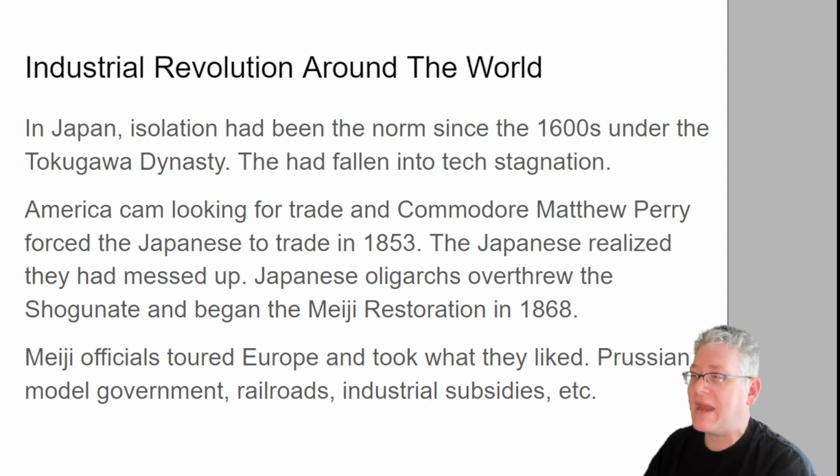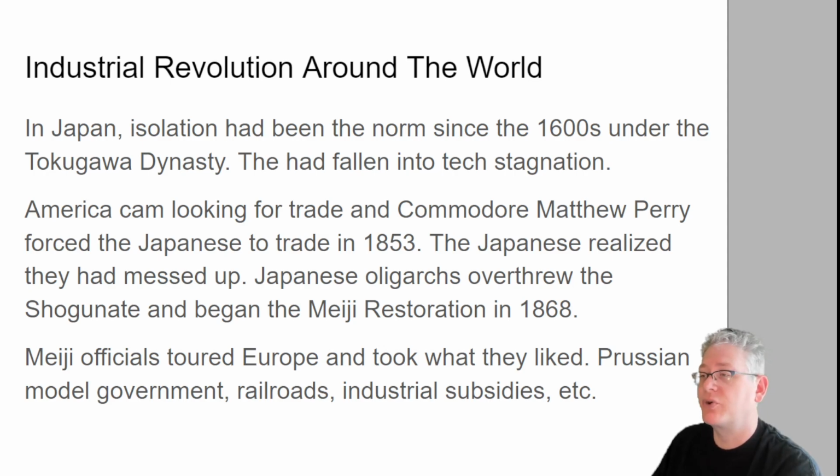America came looking for trade, and Commodore Matthew Perry, who was sent by the United States, forced the Japanese to trade in 1853. The Japanese at this point realized they had messed up in a big way, and so the Japanese oligarchs overthrew the shogunate and began the Meiji Restoration in 1868. So the Meiji Restoration will then attempt to catch up to the Europeans as quickly as possible. And within about 30 years or so, they do a pretty darn good job.